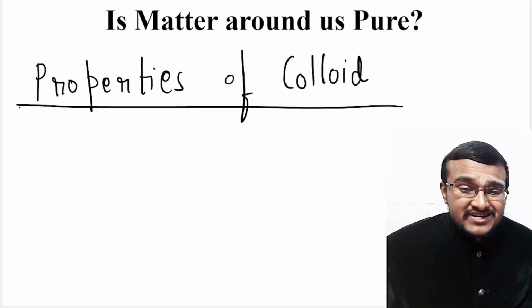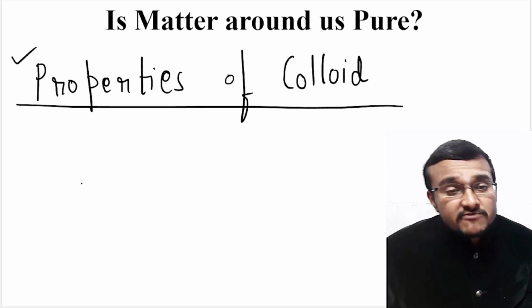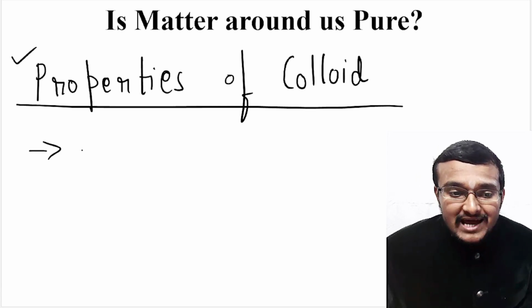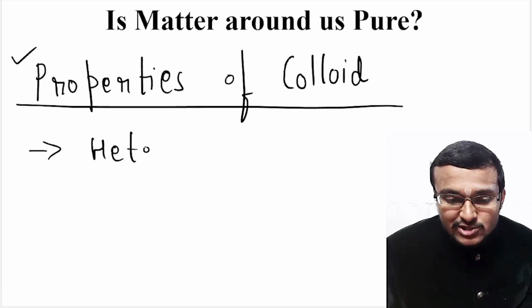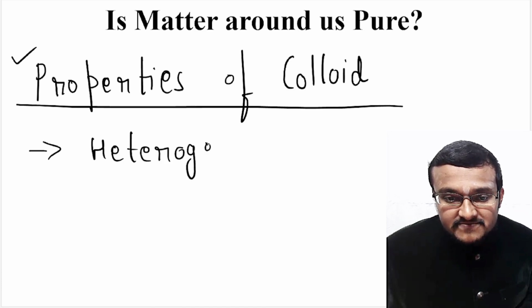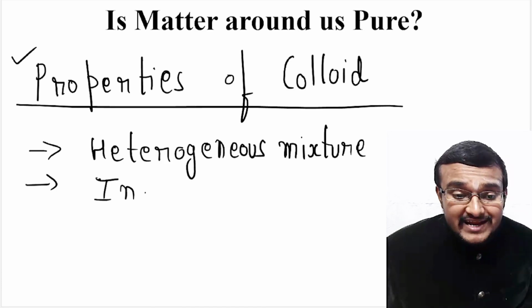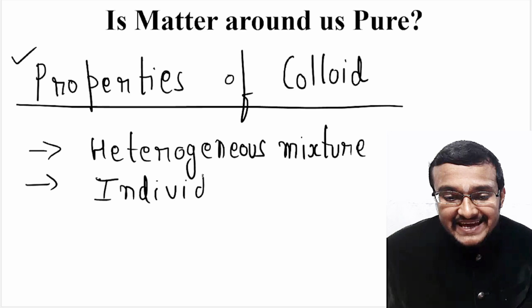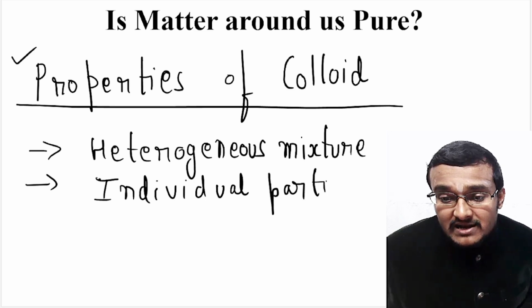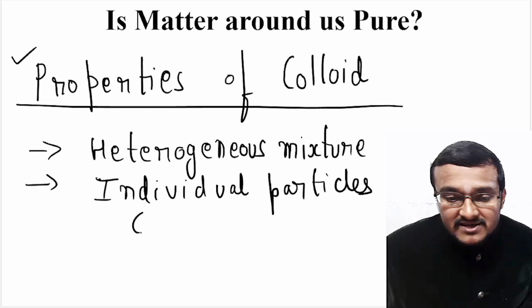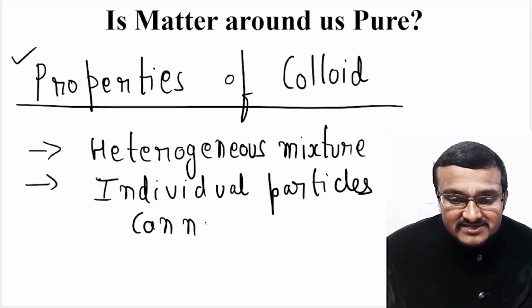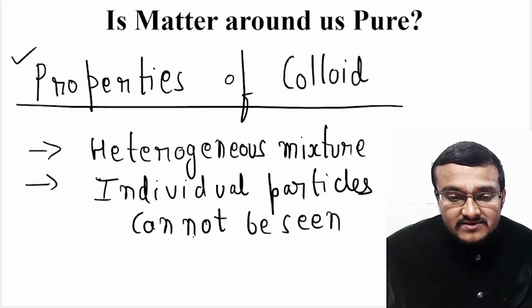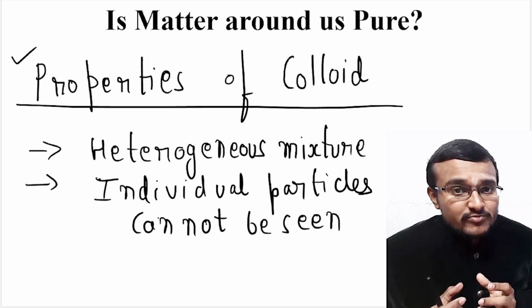Now we will discuss what are all the properties of colloid. Colloid is also a heterogeneous mixture, and in colloid also, individual particles cannot be seen through naked eyes. So individual particles cannot be seen through naked eyes. So what do you mean by individual particles cannot be seen?